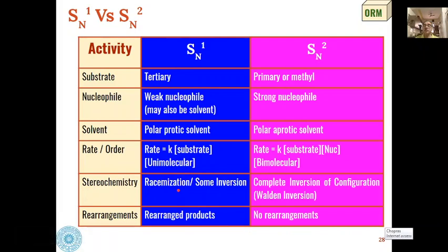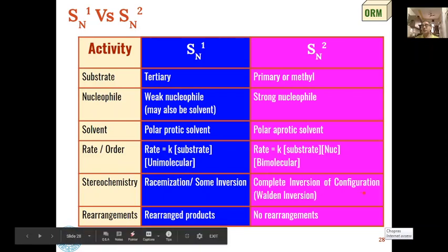Then stereochemistry: in case of SN1, either racemization or some inversion, whereas in case of SN2 there is always a complete inversion of configuration, which is called Walden inversion. In case of SN1 we will have rearranged products because of the stability of carbocations, whereas in case of SN2 type of reactions there are rarely any rearrangements in the products.